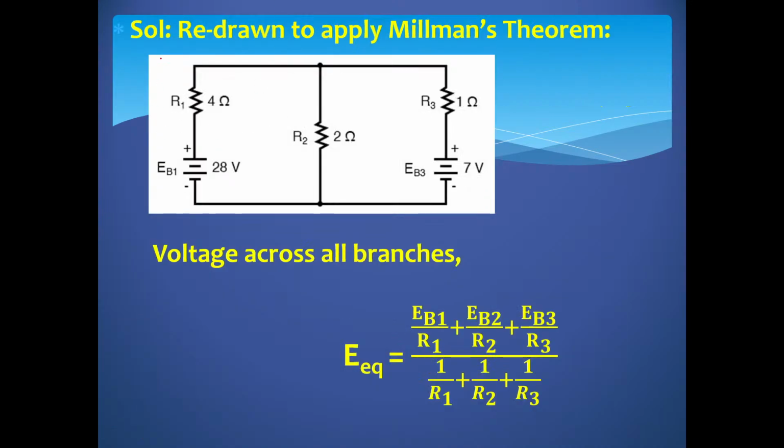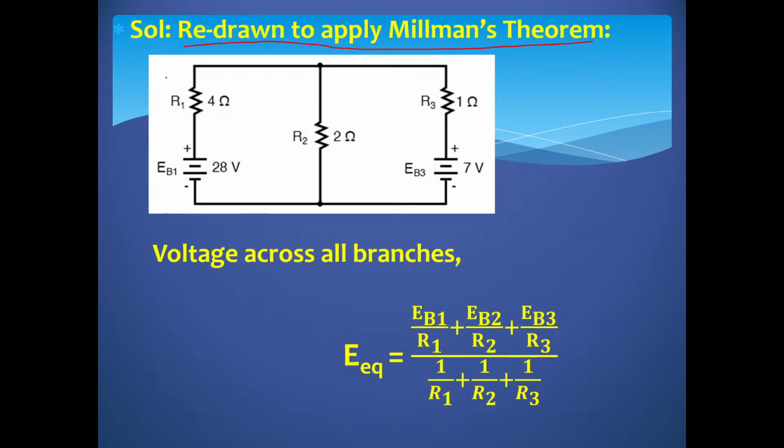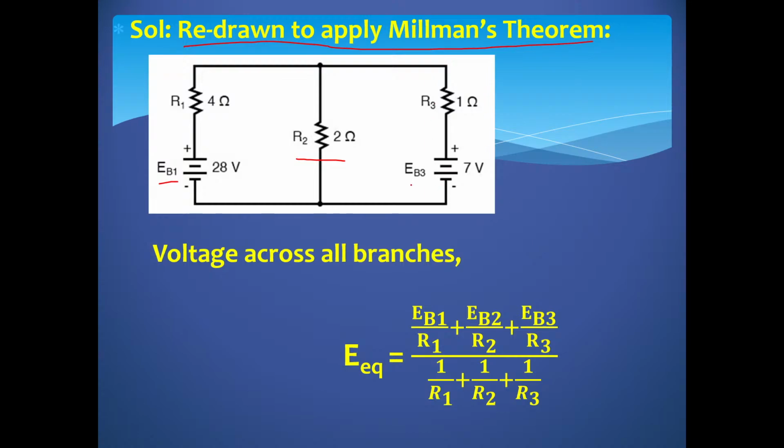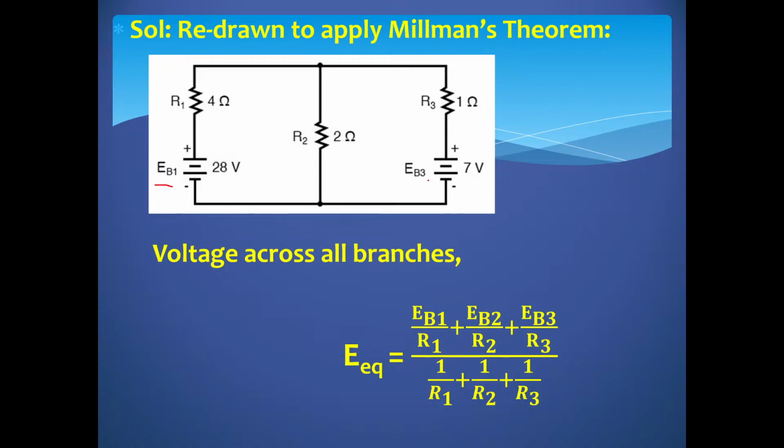What I have done here is simply redrawn the given circuit. See here, this resistor was earlier here, isn't it? I have drawn it beside this source, and I have given a notation to this source. EB1 is my notation, and this R2 I didn't change. Similarly, the resistor R3, which was here, I have changed its position. I have drawn it beside this source, and I have given it the notation EB3. So now I have EB1 as one source, EB3 as one source.